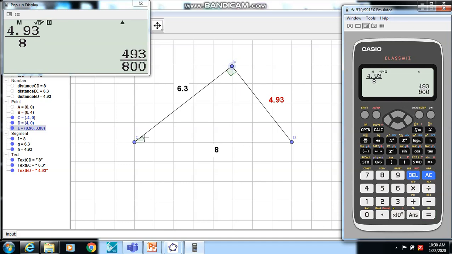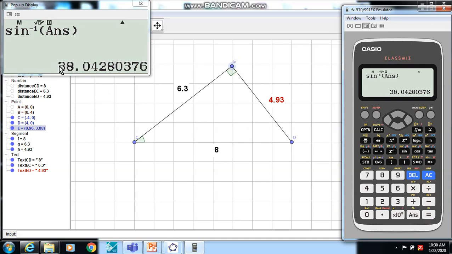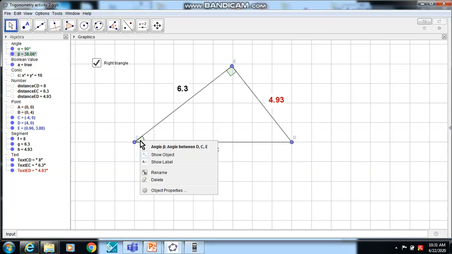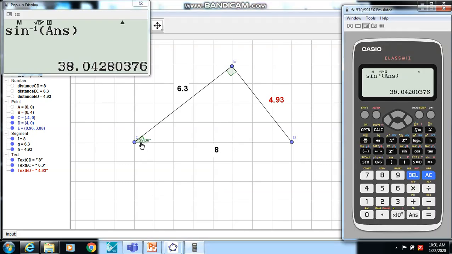If I want to calculate the angle C, I put here shift sine, so we get sine minus 1 of answer. That means the answer before, and we put equal and we get the value. This one is the value of the angle, so sine minus 1 gives the value of the angle, 38 degrees. Okay, let me show you. Here the angle is 38.06, an approximate value.